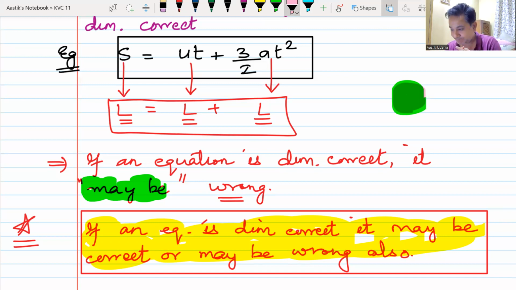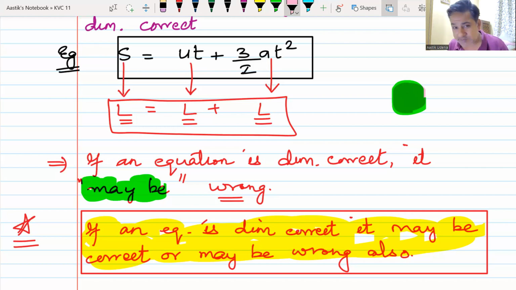So, if an equation is dimensionally correct, it may be correct, it may be wrong. So that will not definitely give me any concrete way to tell whether the equation is correct or wrong, because it can be wrong, it can be right. So I get nothing. But the third statement will give you a very, very concrete answer, whether the equation is wrong or right.